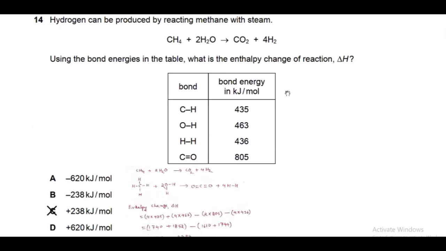Now 14. Hydrogen can be produced by reacting methane with steam. Methane reacts with steam to produce carbon dioxide and hydrogen. Using the bond energies in the table, what is the enthalpy change of reaction, delta H? You know, in reactants bonds break, in products bonds form. So enthalpy change will be bond broken energy minus bond formed energy.